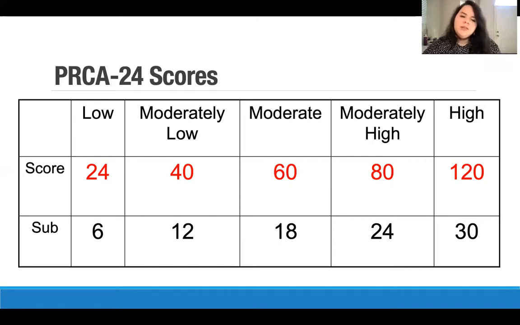But notice that even low is not zero. It would be very atypical for you to get to a point where you have absolutely no apprehension about speaking.